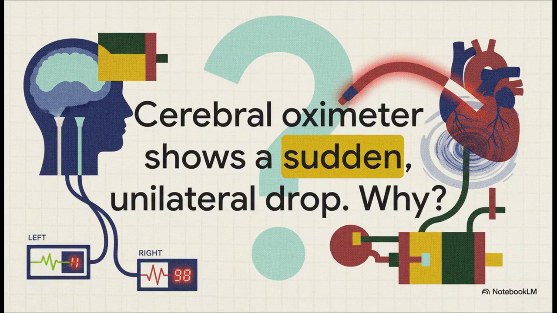Okay, here's a classic scenario for you. You've just gone on bypass, and boom! The right cerebral oximeter reading plummets, but the left side is stable or maybe even goes up. What's the first thing that pops in your head? What does that tell you about where that aortic cannula is pointing?